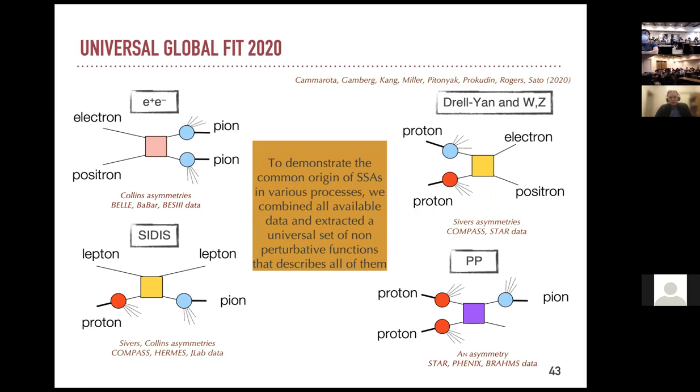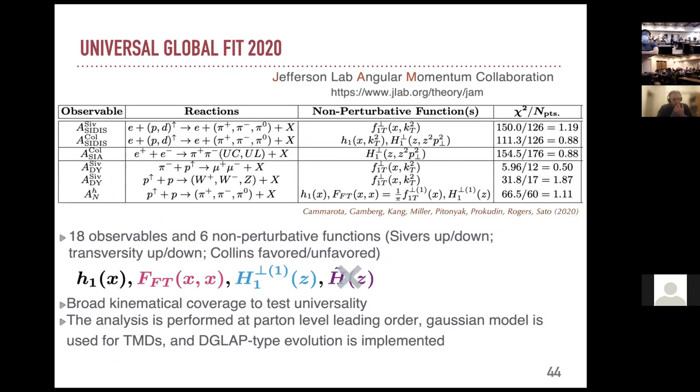We decided to try to combine all possible experimental data on single spin asymmetries, in particular from SIDIS, e+e-, Drell-Yan, and also from proton-proton, which is described by collinear factorization, to demonstrate the common origin of single spin asymmetries in these various processes, in various measurements. And we wanted to extract the universal set of non-perturbative functions that describes all of them.